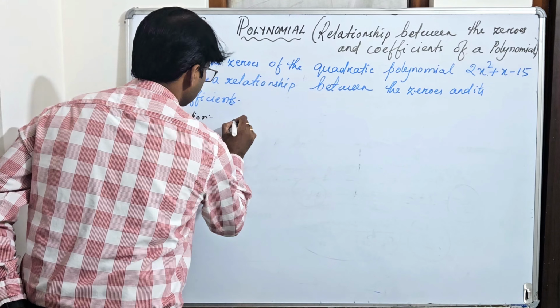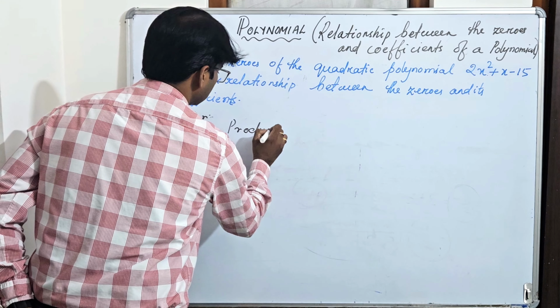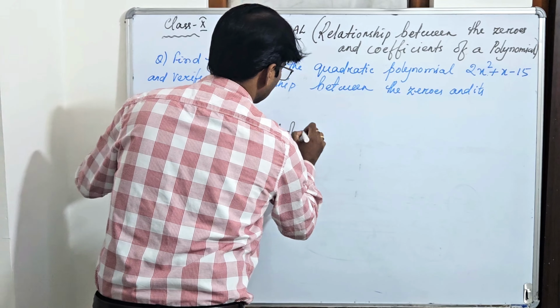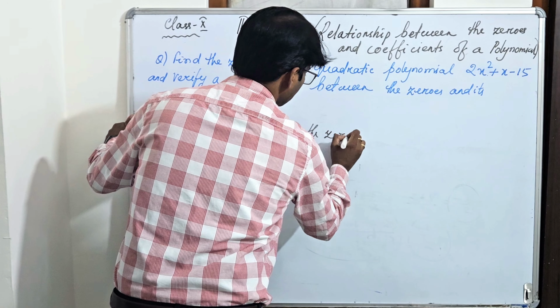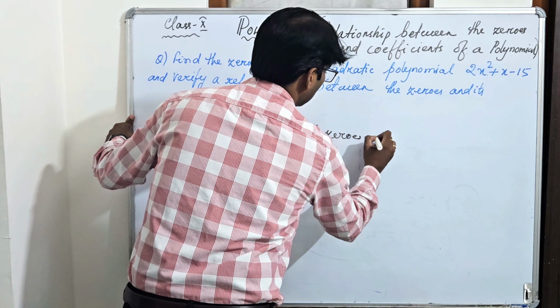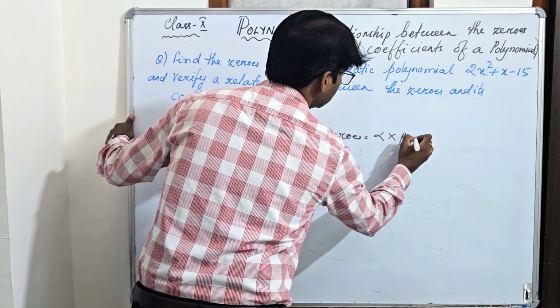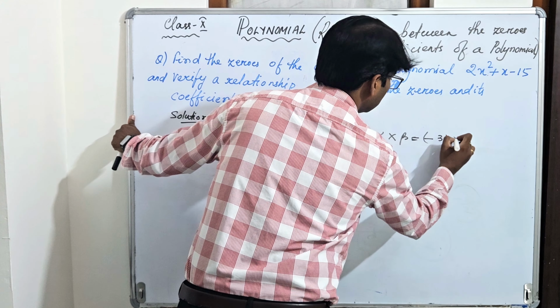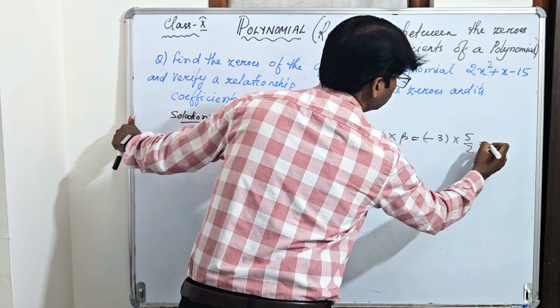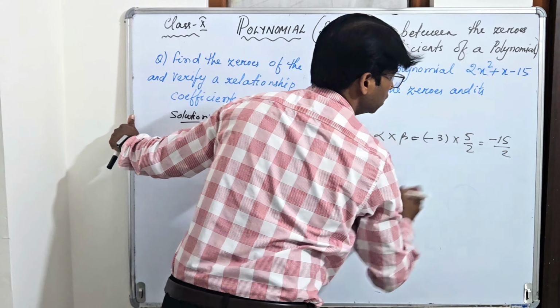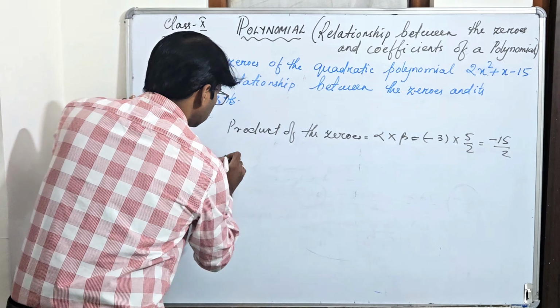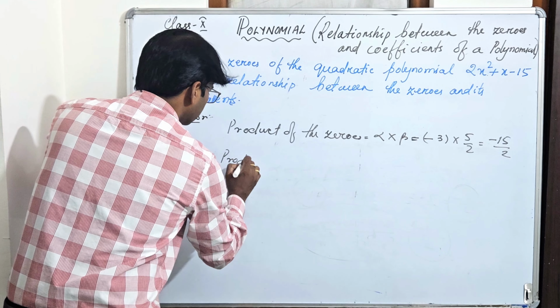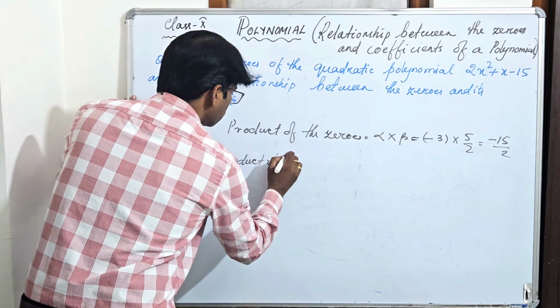So the product of the zeros. That means we'll be finding out alpha into beta, which is equal to what? Minus 3 into 5 by 2. So how much will it be? Minus 15 by 2, isn't it? So let us find out using the formula, the product of the zeros.